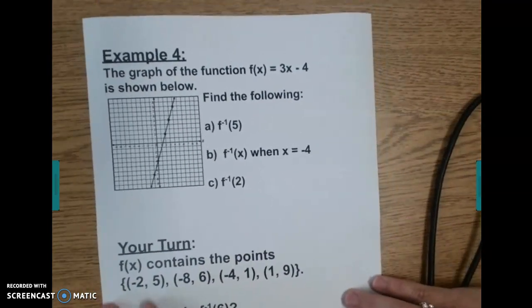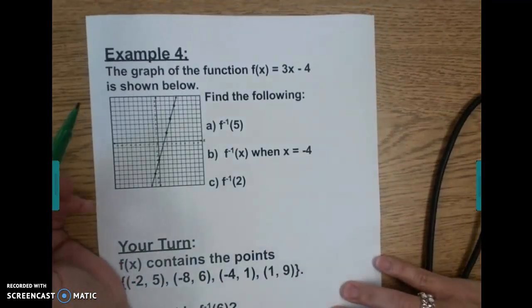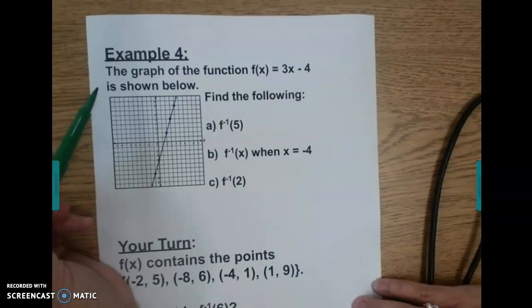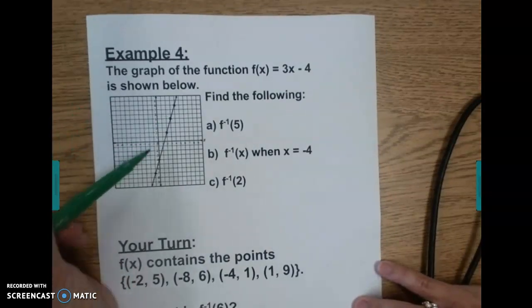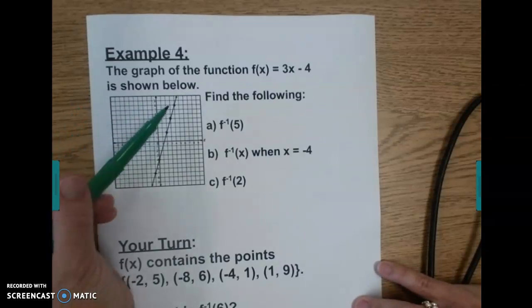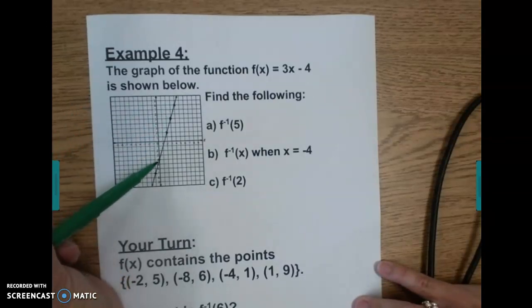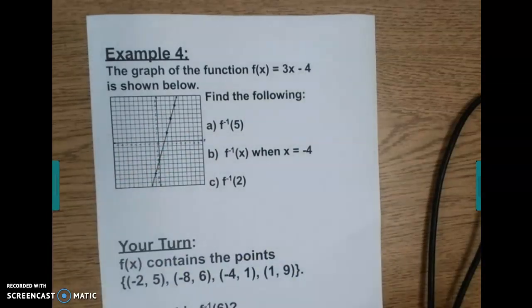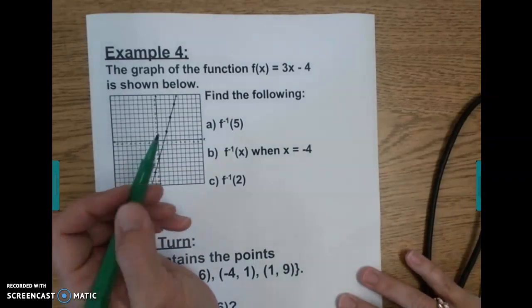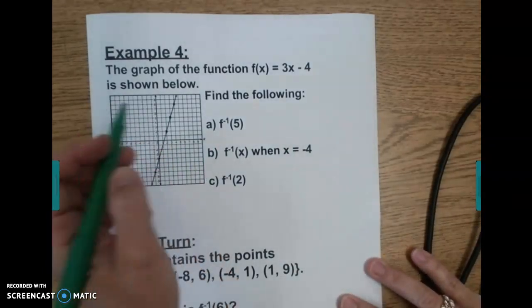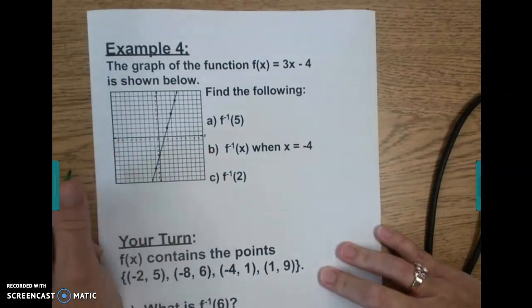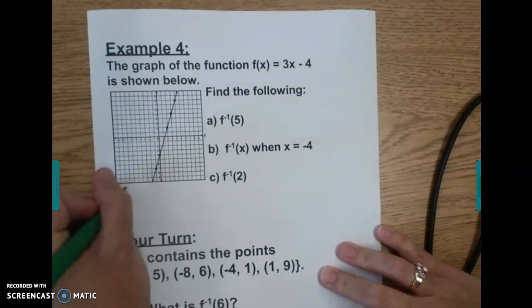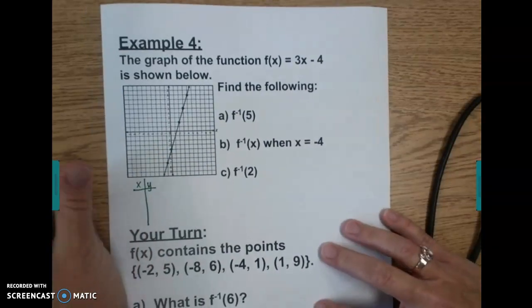Alright, so example 4 says the graph of the function f of x equals 3x minus 4 is shown below. So here's the graph, and I actually went ahead and put the couple points on that line that I could tell were accurate, and we're going to find the values of those points. So if you remember, you could do a table, so I could find these points. So let me do a quick little table here.